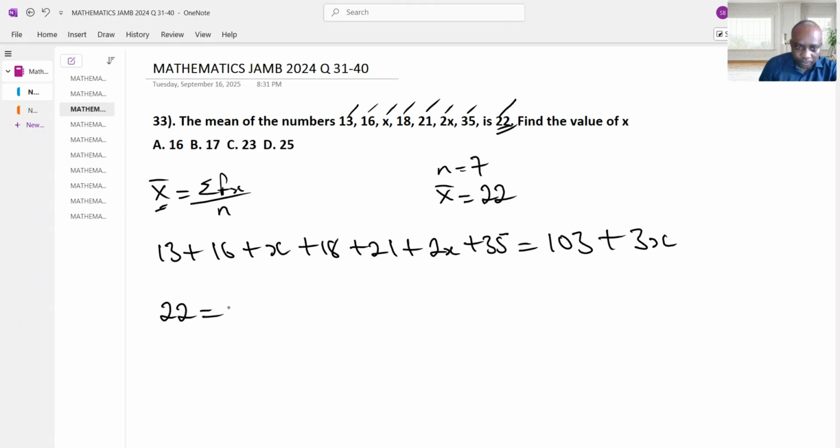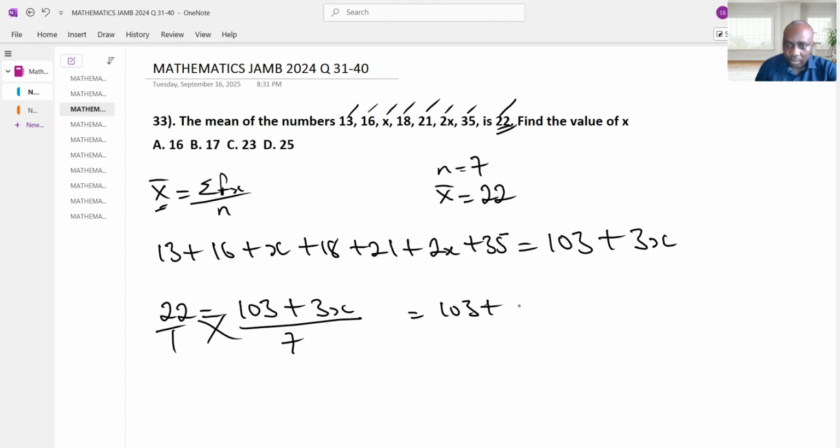22 equals the total of what we have here. We have 103 plus 3x divided by what? What is our n? Our n is 7: 1, 2, 3, 4, 5, 6, 7. The next thing we are going to do is cross multiply. 22 multiplied by this and 1, we are going to get 103 plus 3x equals 22 multiplied by 7.